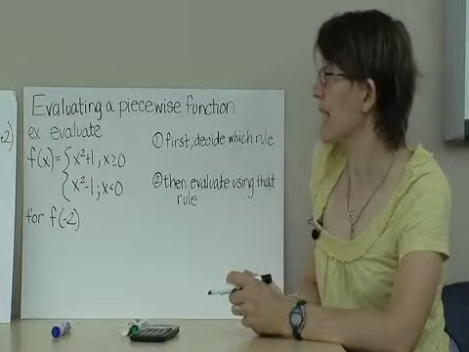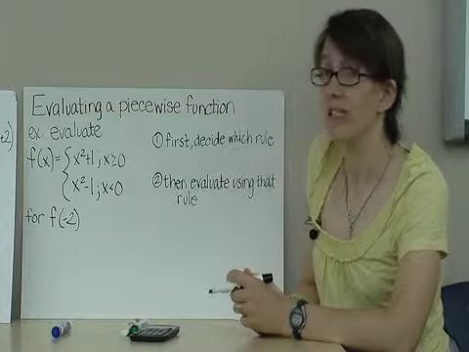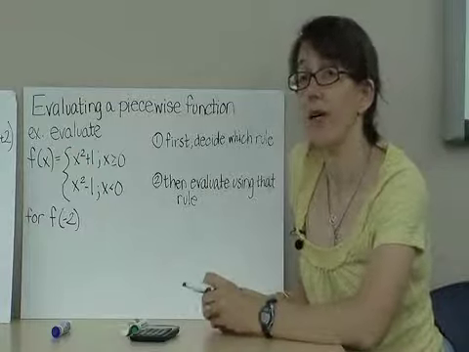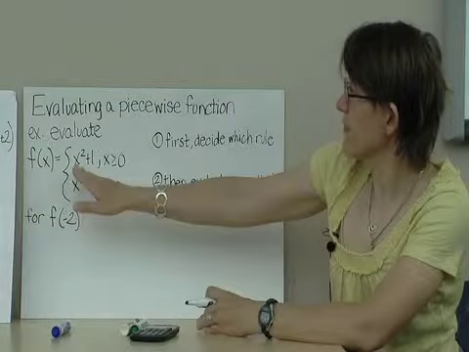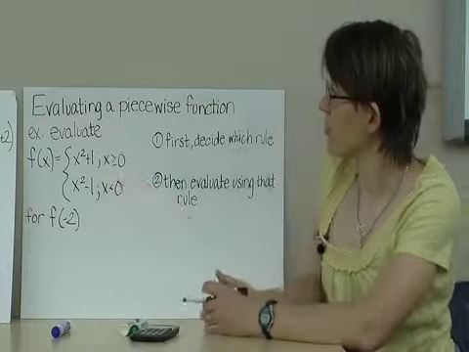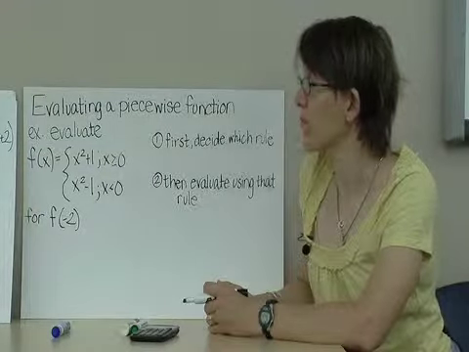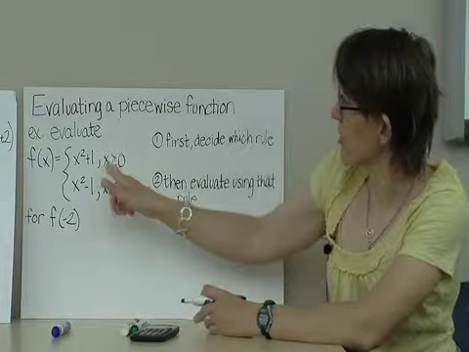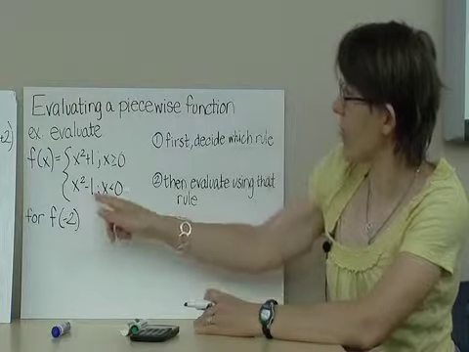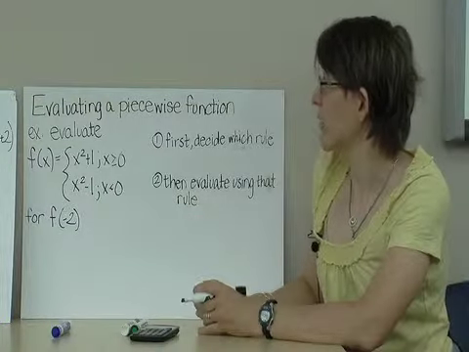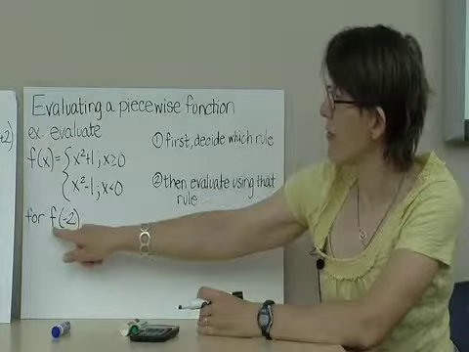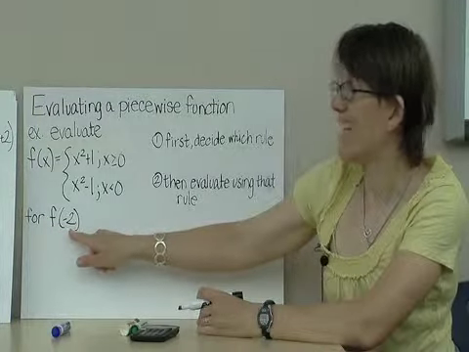Less frequently in this class, we will see piecewise functions to evaluate, but you may still see them on tests, so I encourage you to review how to evaluate these. Piecewise function, as you can see, has 2 or more rules, and our first rule, x squared plus 1, is applied when x is greater than or equal to 0. Our second rule, x squared minus 1, is applied when x is less than 0. And I'm asked in this problem to evaluate for f of negative 2.